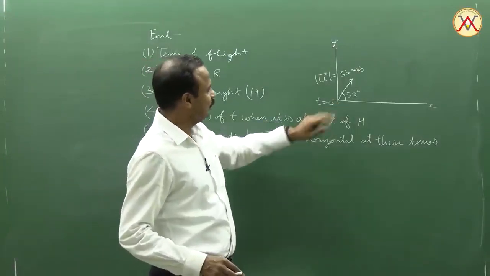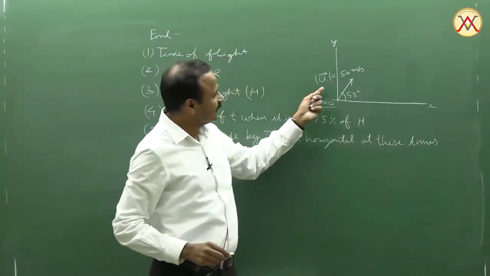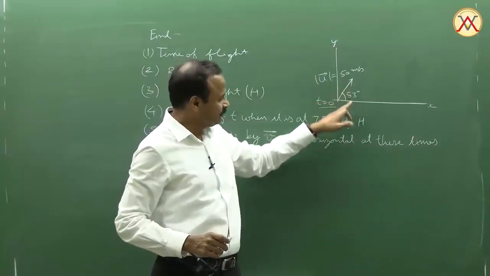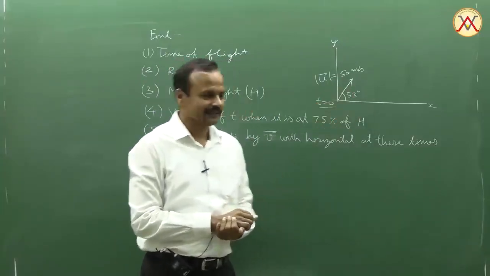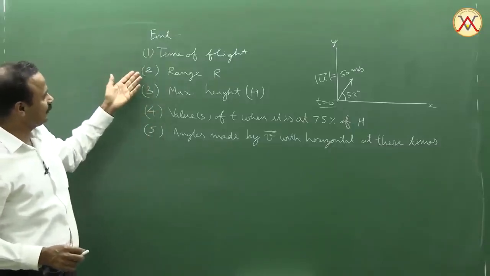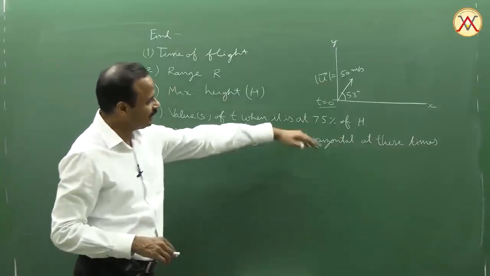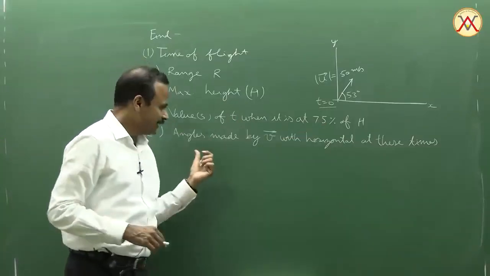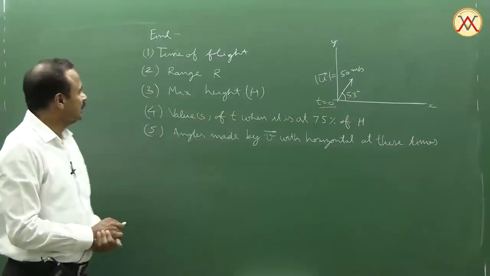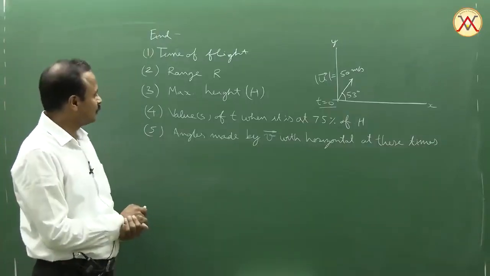A projectile is launched from the origin at t equal to 0 with initial velocity having magnitude 50 meter per second, direction making an angle 53 degree with the horizontal. And we have to find these things: time of flight, range, maximum height, values of t when it is at 75% of maximum height, and the angles made by the velocity vector with horizontal at these times. First three things are very easy. You can directly use the formula.